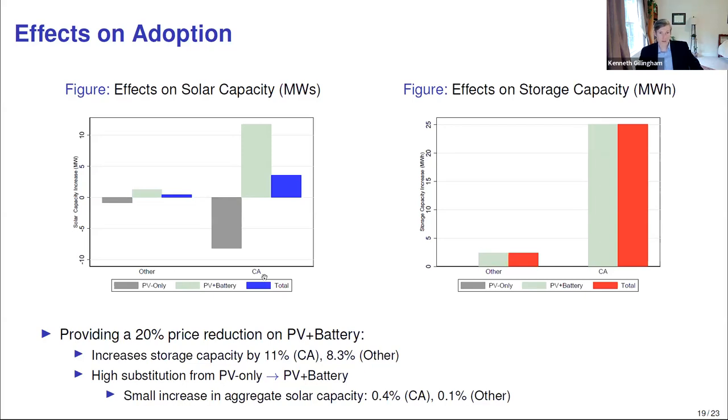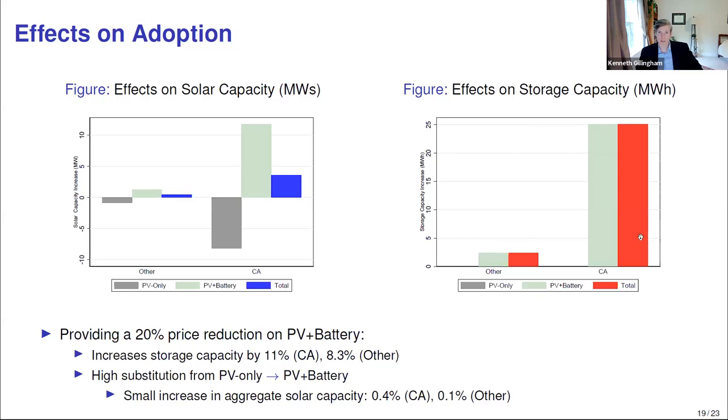So when you put in this 20% price reduction, California gets a big boost. This is consistent with what I was saying before. The responsiveness in California is greater for PV and battery than it is in other states. A whole bunch are going to be shifted, both from PV only to PV and battery, but you do see an increase, and it's a greater increase in California than in other states in the total amount of just solar capacity.